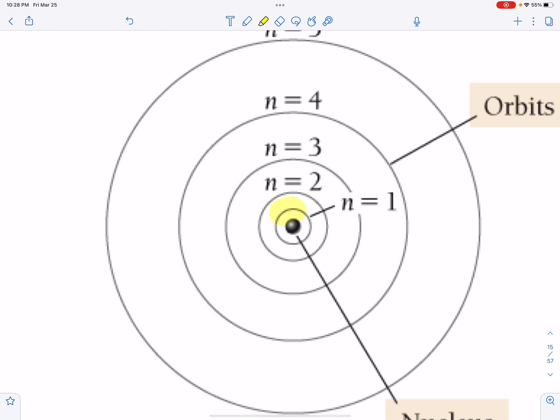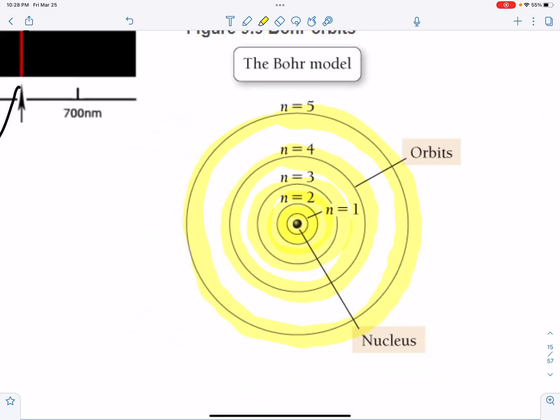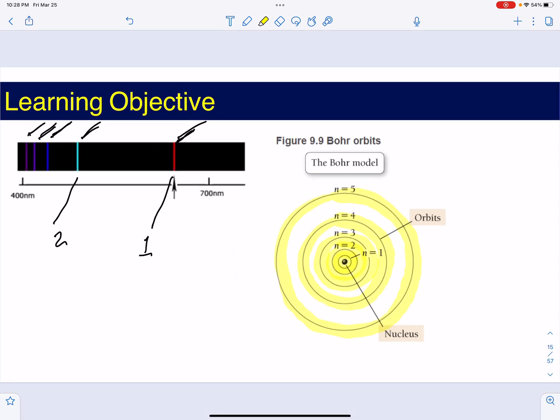So this will be level 1, this will be level 2, level 3, level 4, and level 5. Level 5 is the one with the bigger amount of energy. Remember, the closer you are to the nucleus, the more stable you are, so the least energy you have. So this will have to be level 5, level 4, and level 3.